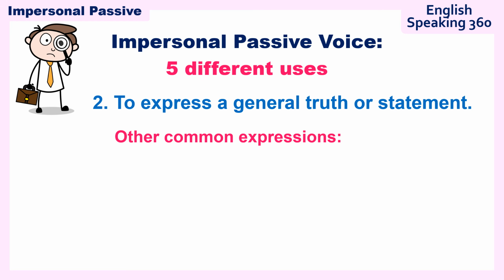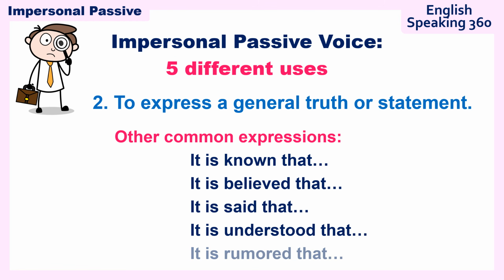Here are some other common expressions that you can use in this case. It is known that, it is believed that, it is said that, it is understood that, it is rumored that. Every time you have this, these sentences are impersonal passive voice sentences.